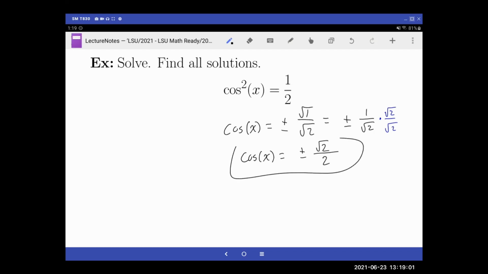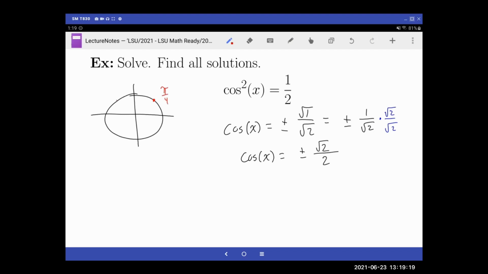So I'm looking for all of the angles where cosine, the x value, is square root of 2 over 2 and negative square root of 2 over 2. Which, if you think back to your unit circle, is actually not too hard to do, because here we have square root of 2 over 2 at pi over 4. Here we have it at 3 pi over 4. Here we have it at 5 pi over 4.